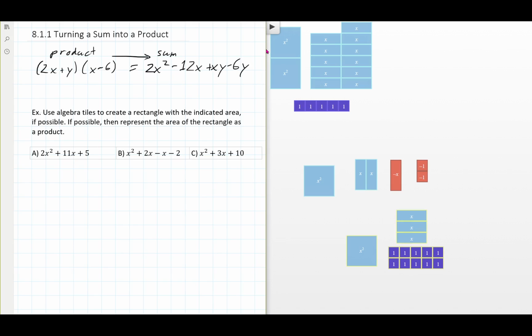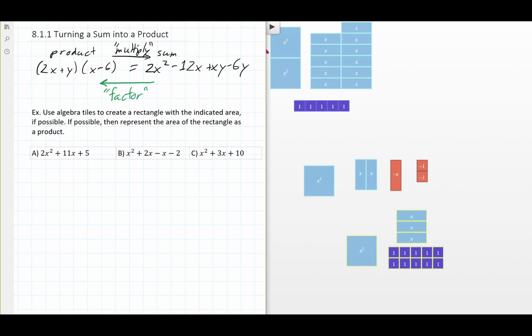And so we're really good at this point. And this process, we would call it multiplying. Nothing too crazy there. What we're going to investigate in the next couple of videos here is how can we go in the reverse direction? How can I take a sum and turn it into a product? That is what factoring is.